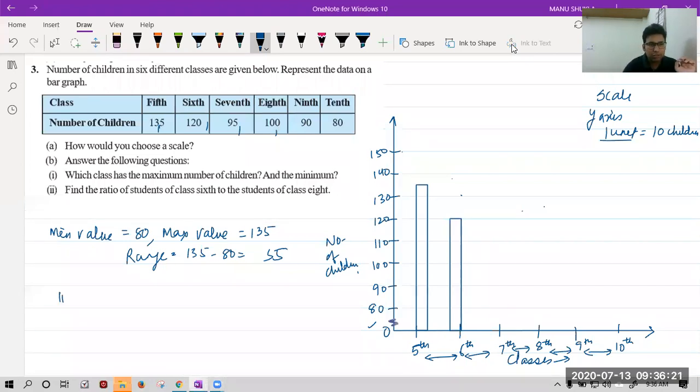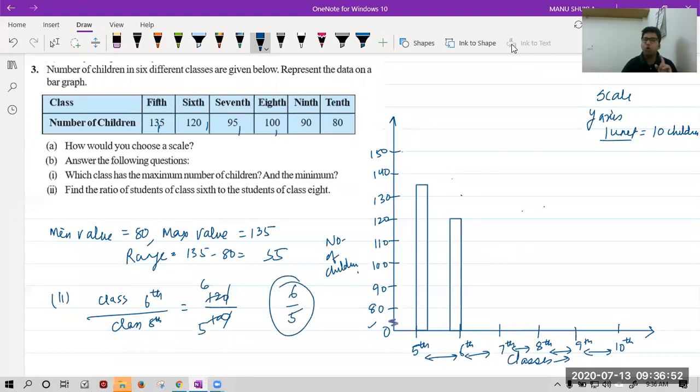Let's write. Very good. Tushita is saying it is 6:5. Let's see. The ratio means above we have class 6th and below we have class 8th, and the numbers are given to us. In 6th we have 120. In 8th we have 100. So we will cut it. 0, 0 cancel. 2 6s are 12, 2 5s are 10. So the answer is 6/5. I hope all of you got this. The ratio of class 6 to class 8 students is 6:5.